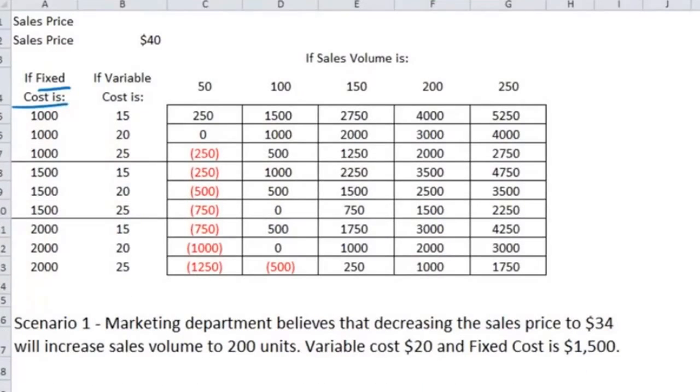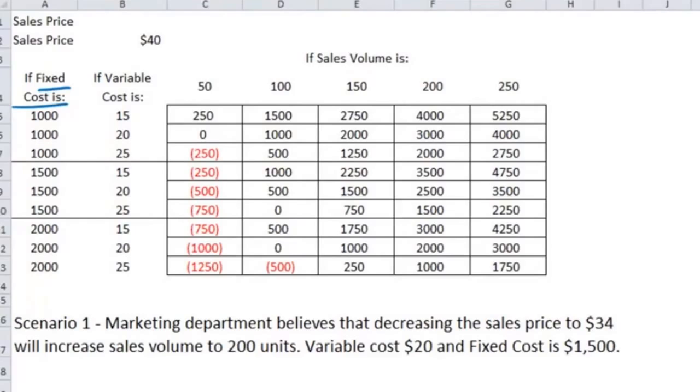And you can run this kind of analysis in Excel. What I have here is different levels of fixed cost: if my fixed cost is 1000, 1500, or 2000. Within each level of fixed cost, I have a different variable cost: 15, 20, or 25 per unit. And then I have my sales volume up here: 50, 100, 150, 200, or 250.